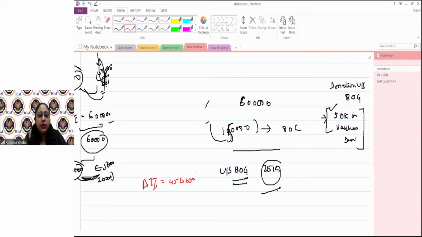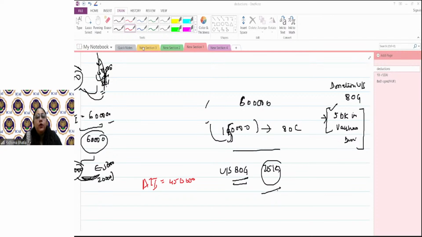Perfect. Clear? Now, in this please do not make any error. Now some few points which you should remember. If the donation has been claimed as deduction under any section, you cannot claim it as deduction under 80G. For example, if you have claimed deduction under section 37 or you will be claiming deduction in the coming sections, you cannot claim under 80G. So double deduction is not allowed anywhere.